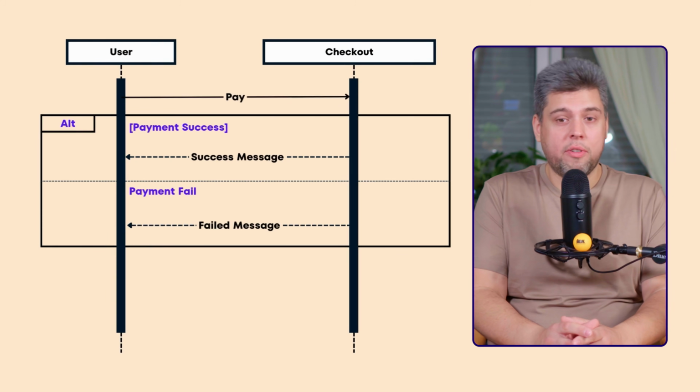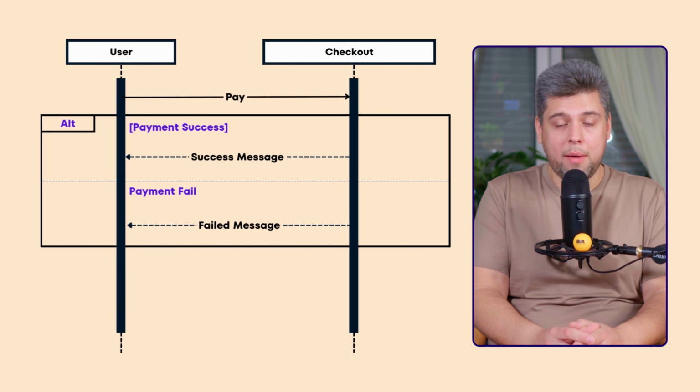Sometimes interactions include conditions or loops that require special handling in sequence diagrams. UML provides combined fragments for those scenarios. Those fragments allow you to model complex interactions like alternative paths, optional behavior, loops, and parallel actions. The alt fragment represents alternative paths based on conditions.